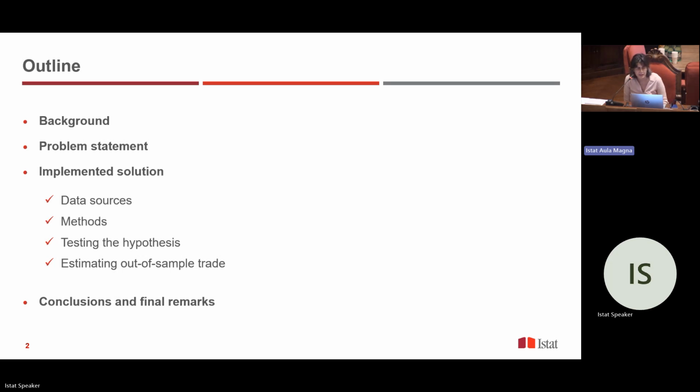I'll give a background on which this work was done and what is the problem. And then we'll discuss the implemented solution. So which data sources were available and we used, which methods were applied, how the hypotheses were tested, and at the end, how we are planning to estimate out-of-sample trade in this new burden-reduced framework.